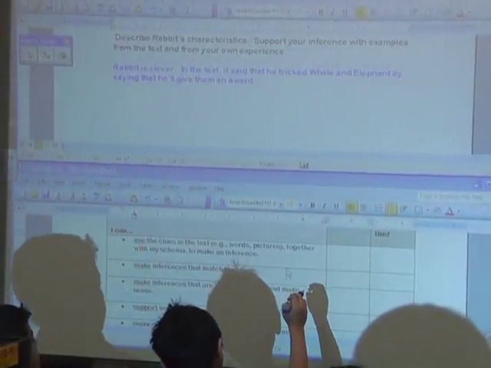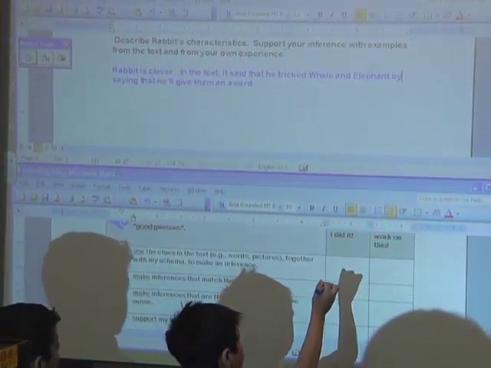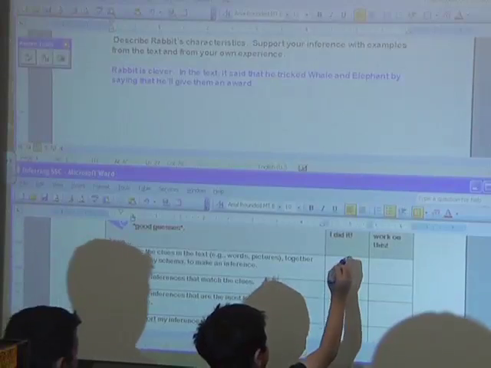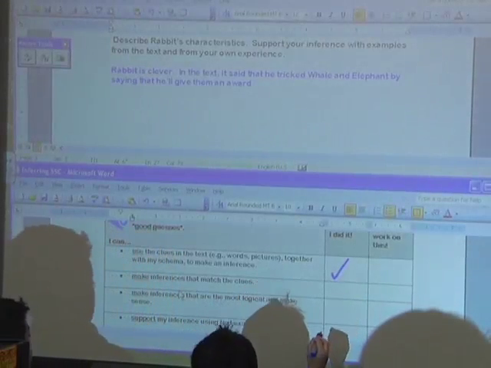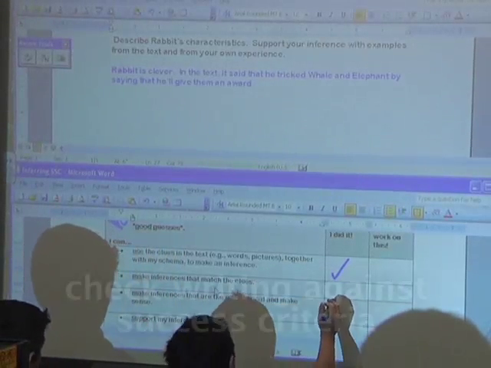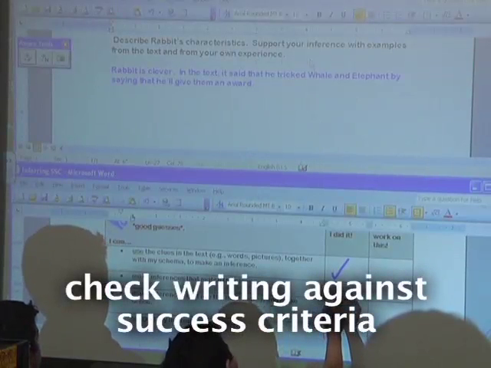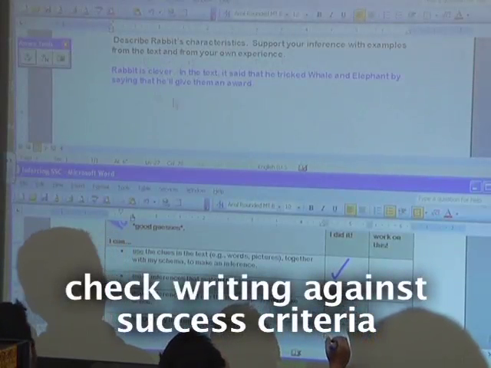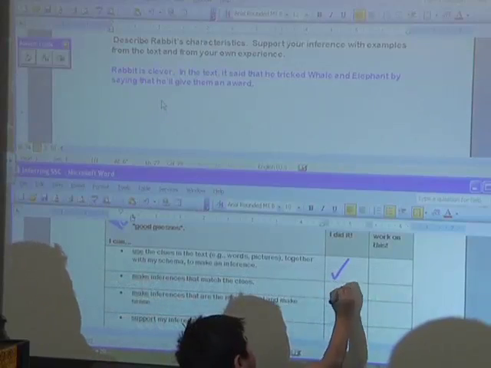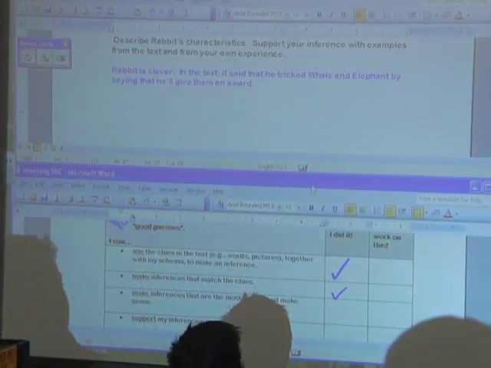I used the clues in the text together with my schema to make an inference. Did we do it? Okay. Next. I can make inferences that match the clues. The clue is that he tricked the whale. Does that match that he's clever? Yes. I can make inferences that are the most logical and make sense. Now think back. Does that make sense? We took out some of the ones that didn't make sense. Show me with your thumbs what you're thinking.